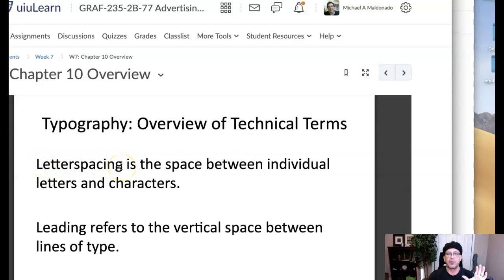Conversely, we have what is called tracking. Tracking is the space between all letter forms in a word or a sentence. And then we can adjust tracking by going in, and what tracking will do is equally increase or decrease the space between all letters in the word. So the difference between kerning and tracking is that kerning is referring to the space between 2 letters within a word. Tracking is referring to the letter spacing between all letters in a word or a given sentence.